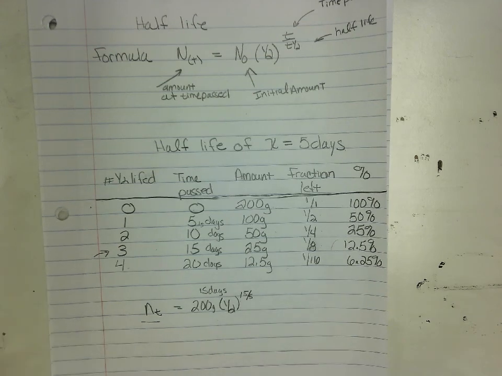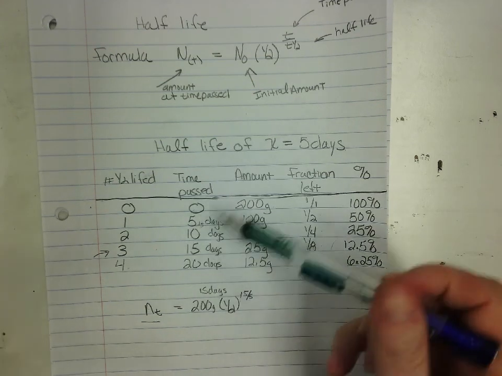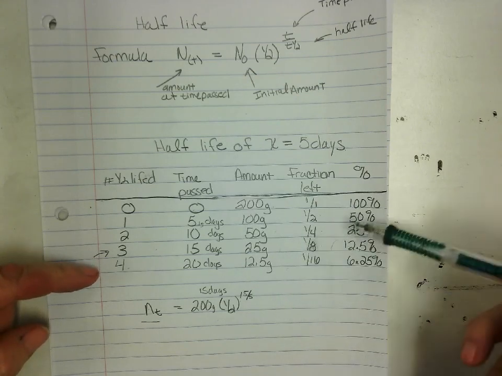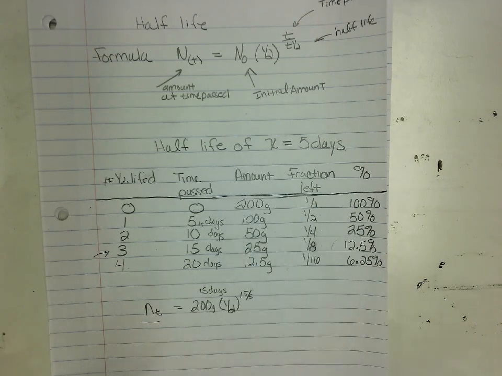Otherwise, I would just use that box, and hopefully you understand what happens to this amount and the half-life and the percentages by looking at this chart.